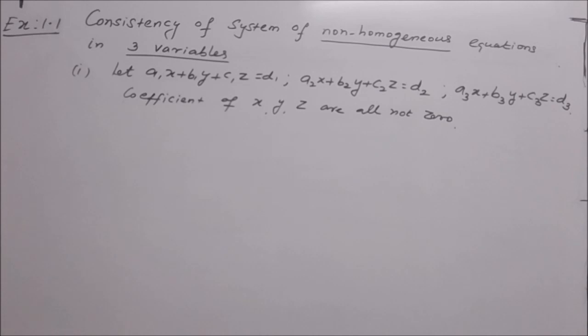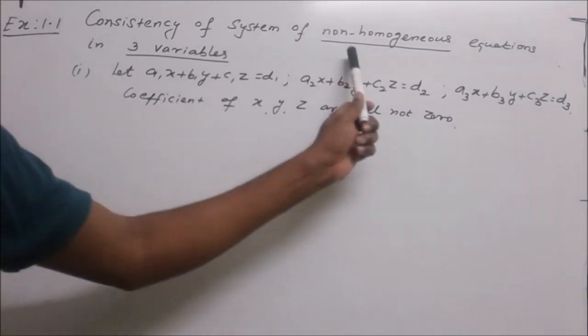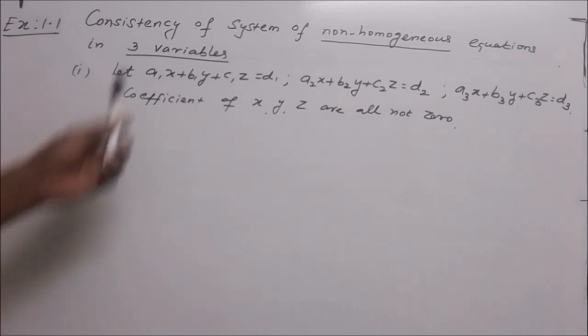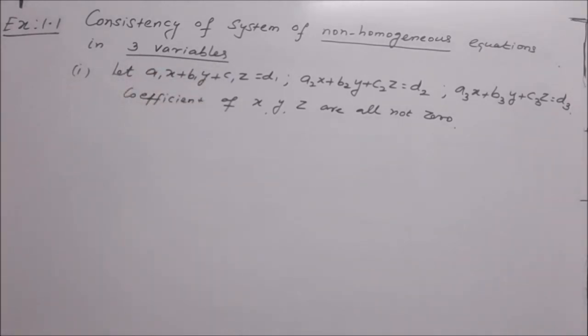The next case is consistency of system of non-homogeneous equations in three variables. Already we have learned consistency of system of equations in two variables. Now this is three variables.